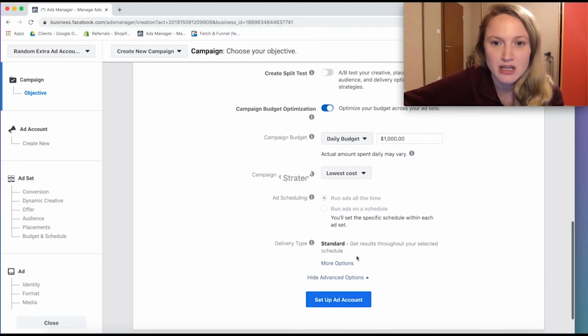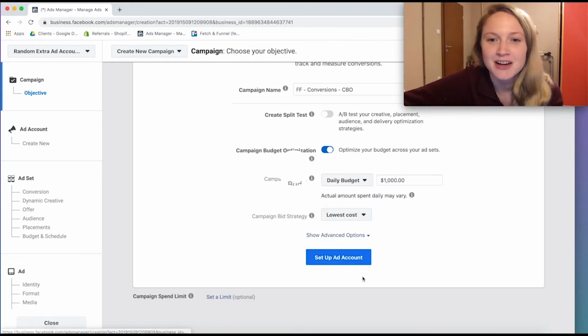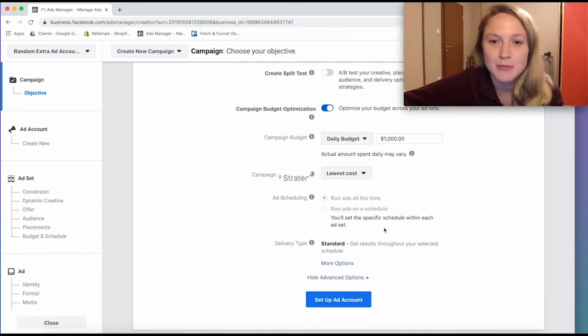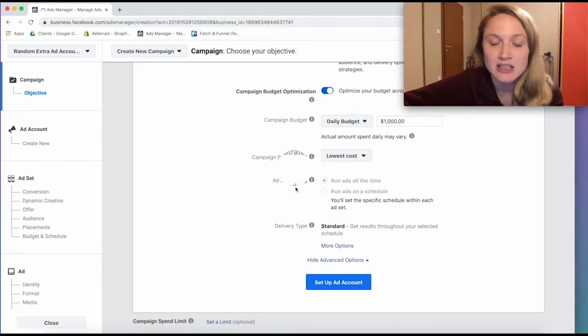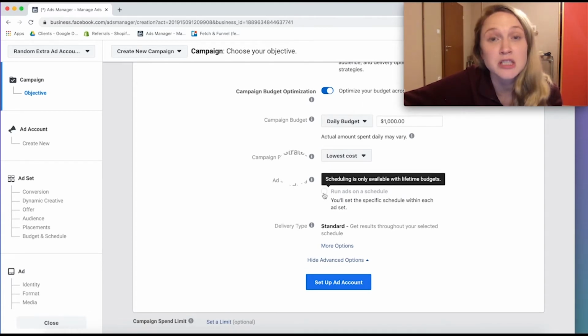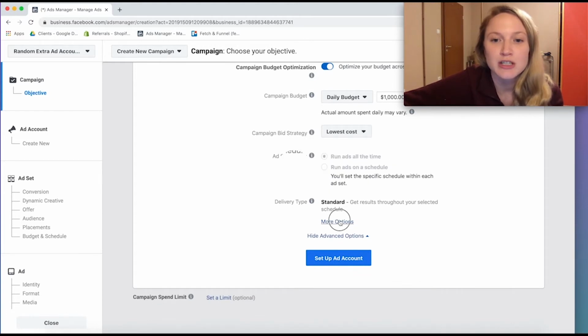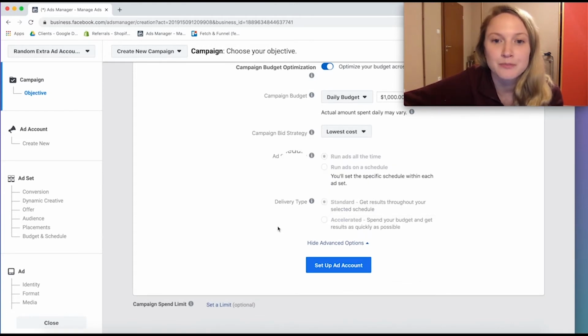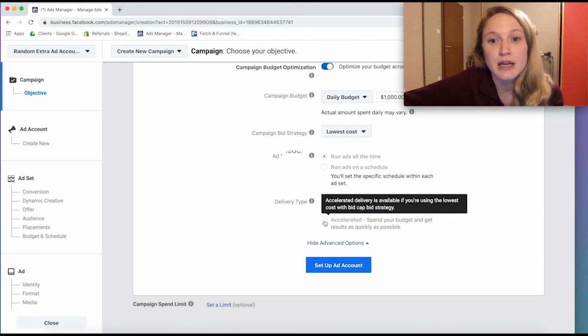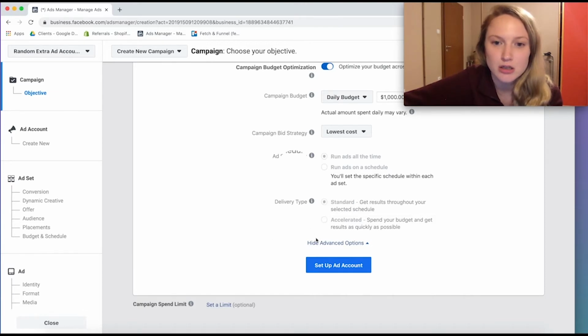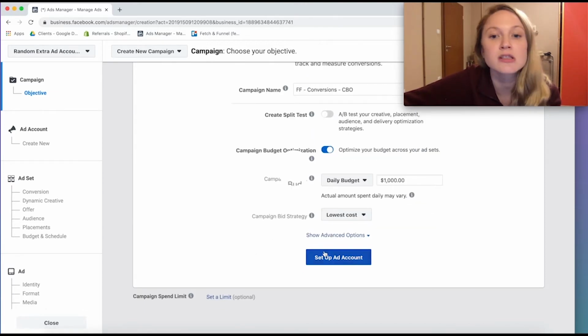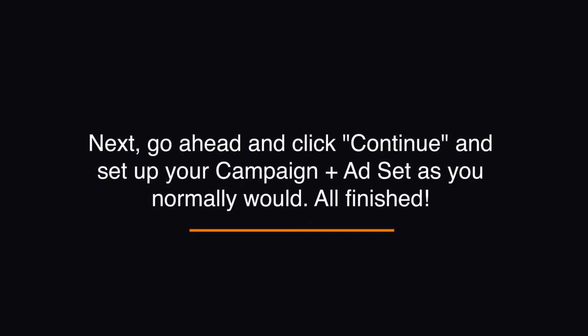And just so that I am dotting all my I's and crossing all my T's, there is a little show advanced options. Here you can select ad scheduling. Well, no, you can't. You can only do that with lifetime budget. So with your daily budget, no worries, nothing to see here. And then delivery type, you could potentially select accelerated, but only if you're using a bid cap bid strategy. But that does not apply to us. So we set up campaign.